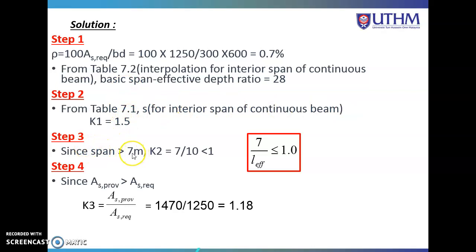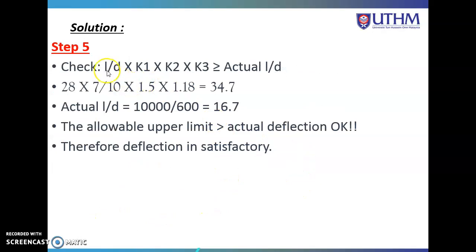So step 3, because the span is over 7 meters, we calculate K2. Okay, so less than 1, this is 0.7. Then we calculate K3. So by using these values, we can check the L over D times K1, K2, K3. So we got, yes, greater than the actual L over D. So the allowable upper limit is greater than the actual deflection. So it's okay. The deflection is satisfactory.